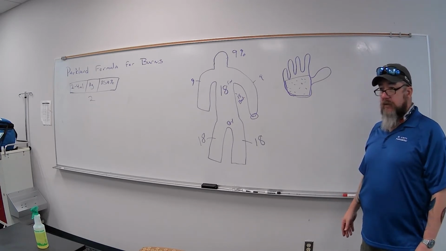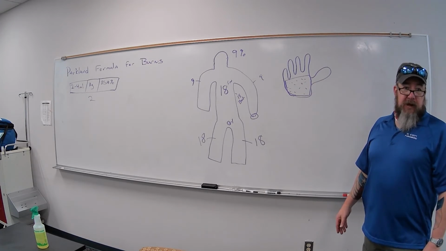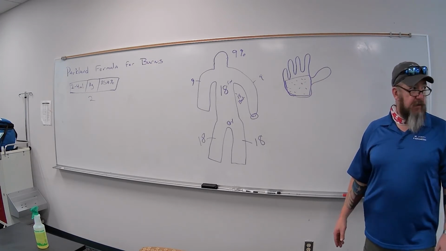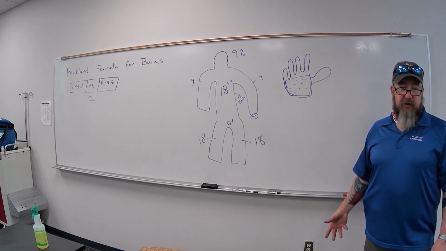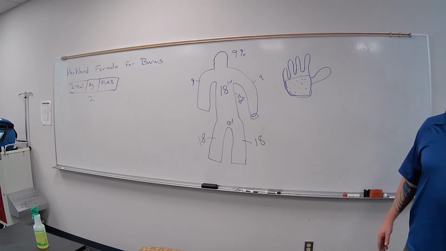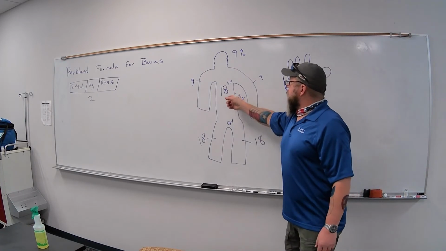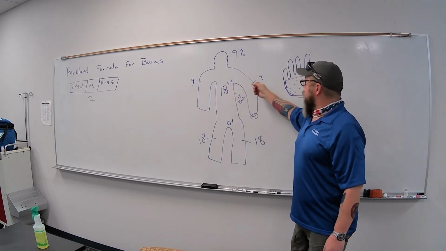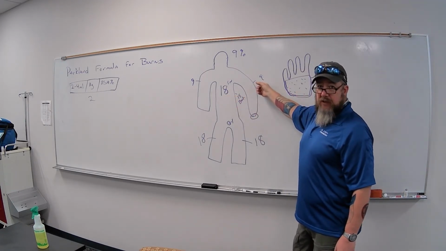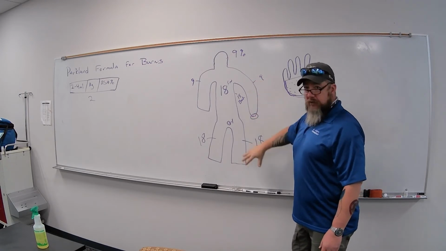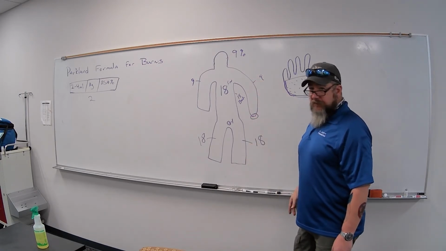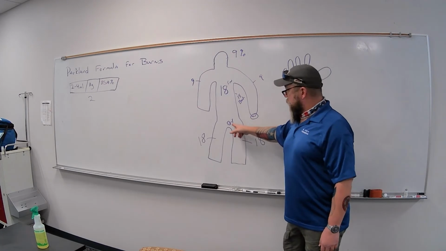So why are the feet included? The feet are included. It's part of the leg. Okay, my bad. So, 18, 18, 36. It's 100 total, right? So 99 plus 1 is 100.